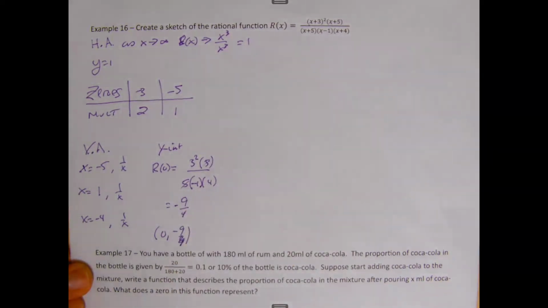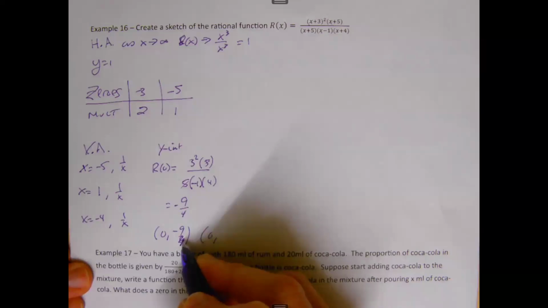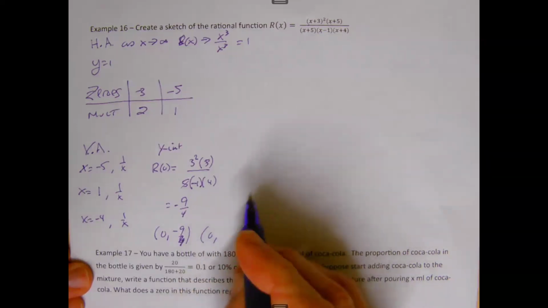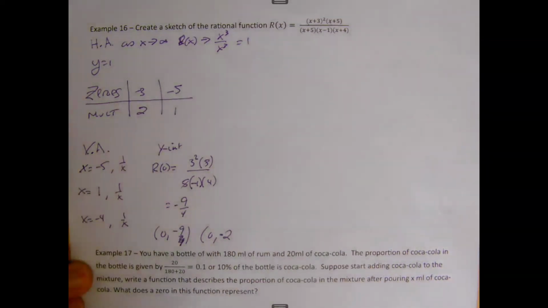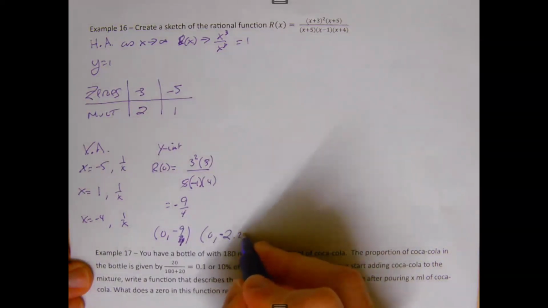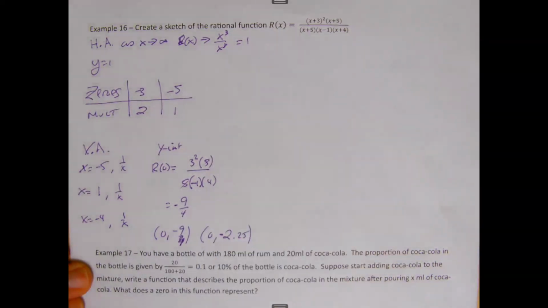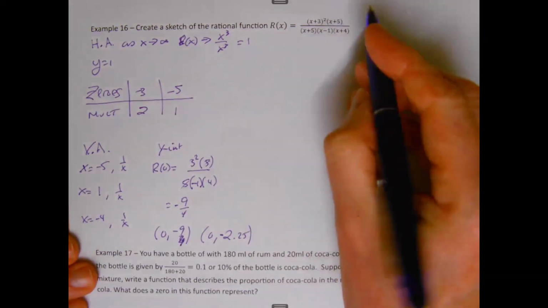Okay, so it looks like it's -2¼. So 4 goes into 9 twice, and there is 1 left over, so 1/4. Okay. So I think I'm ready to do the sketch.